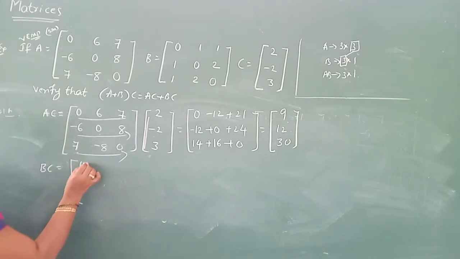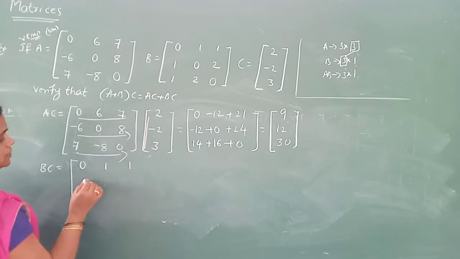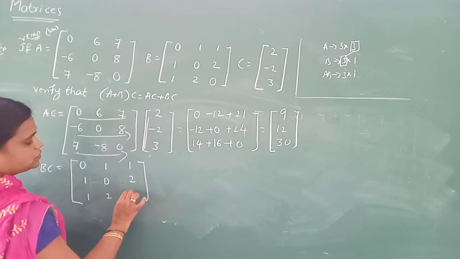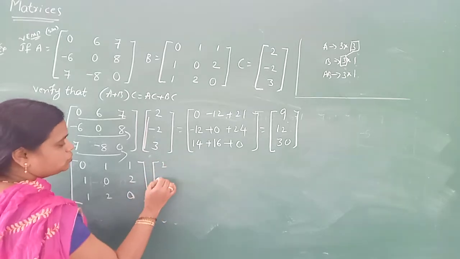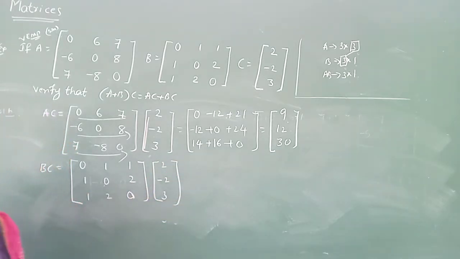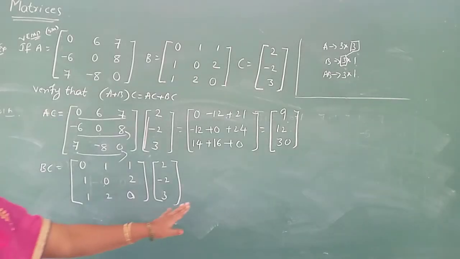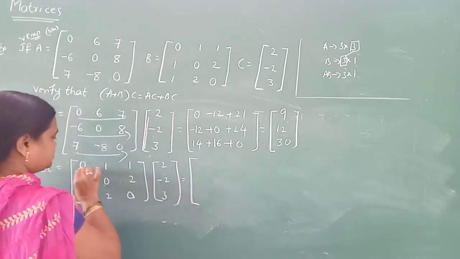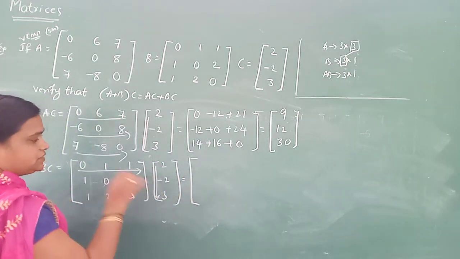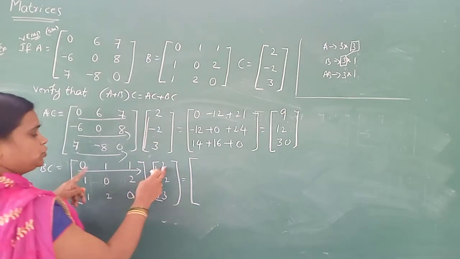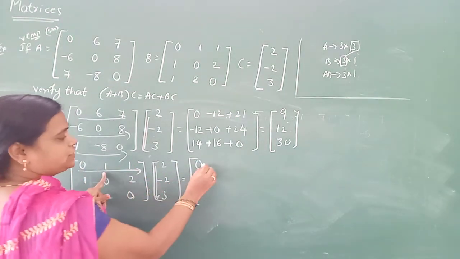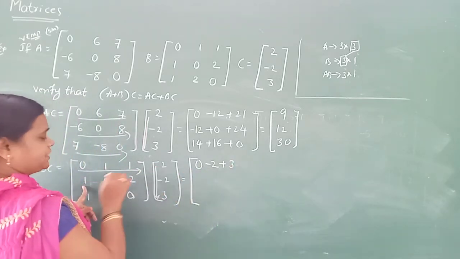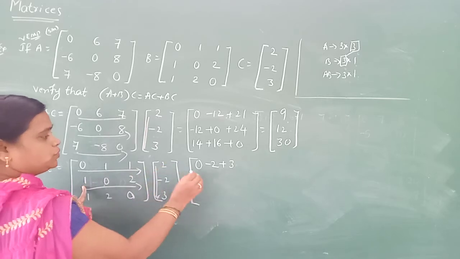B is 0, 1, 1; 1, 0, 2; 1, 2, 0. C is 2, minus 2, 3. Again, exactly the same: you get a matrix of order 3 cross 1 on multiplying. First row: 0 into 2, 0; 1 into minus 2, minus 2; 1 into 3.